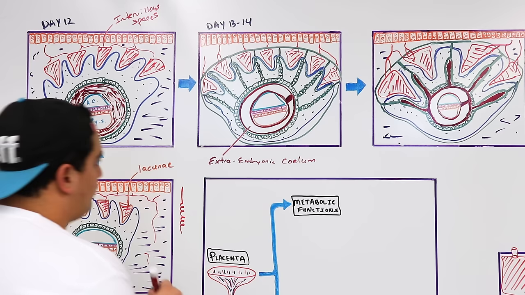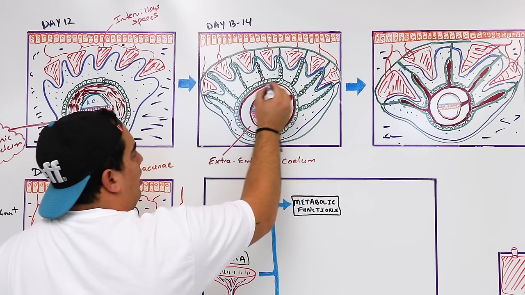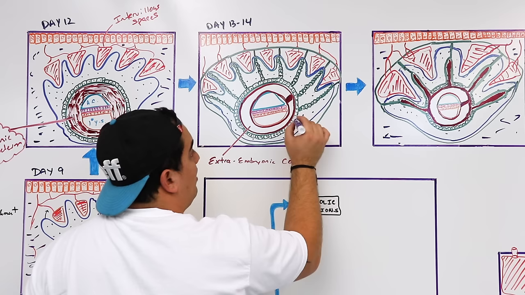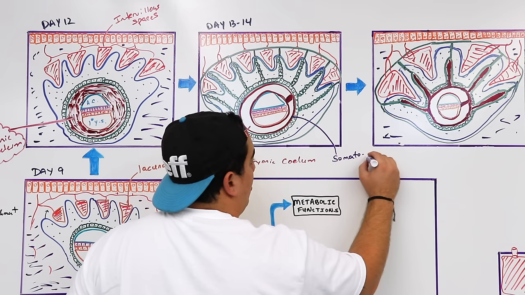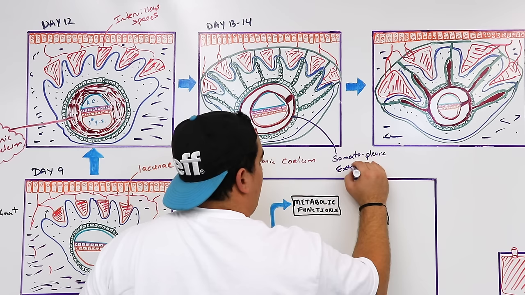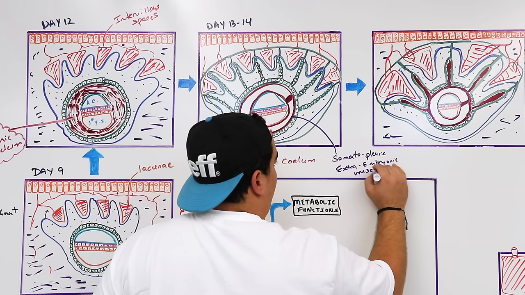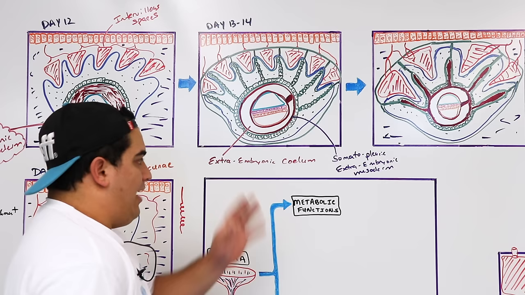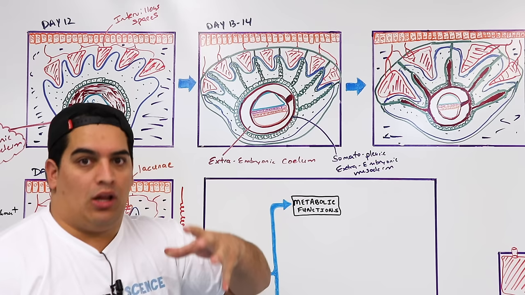Then you get two layers. You get this outer layer here that is going to be around the actual cytotrophoblast. This is going to be the important one. This is the one that we need to know. This is called the somatopleuric extraembryonic mesoderm. One heck of a thing to say there, right? Now, just to be consistent, the inner layer is called the splanchnopleuric part of the extraembryonic mesoderm.